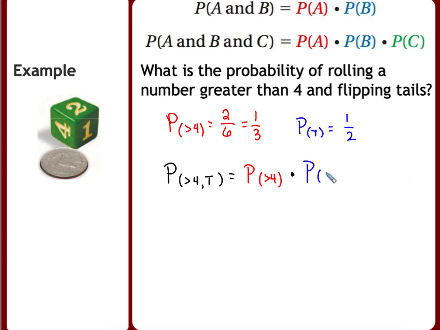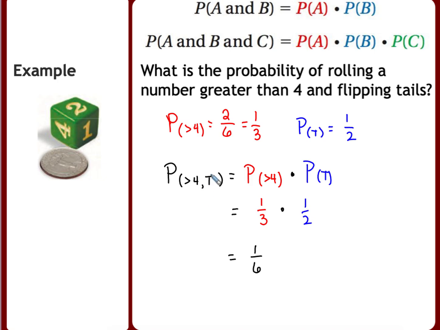So it's a very similar concept. And this is going to be a lot easier than having to create a sample space with all of the possible outcomes and then counting. So we have 1/3 for rolling a number greater than 4. We have 1/2 for flipping tails. So altogether, 1/3 times 1/2 is a 1/6 probability of rolling a number greater than 4 and flipping tails.